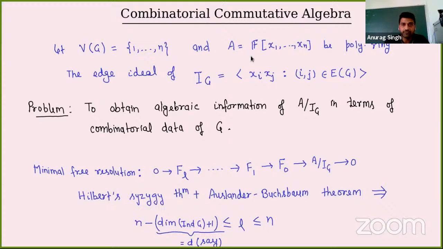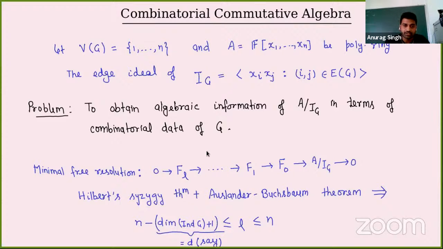The edge ideal of this ring is defined as the ideal generated by xi xj such that (i, j) is an edge in the graph. So given a graph, you always have an edge ideal. And a very important and very active problem in combinatorial algebra is the following: can you obtain algebraic information of this quotient ring in terms of the combinatorial data of the graph?